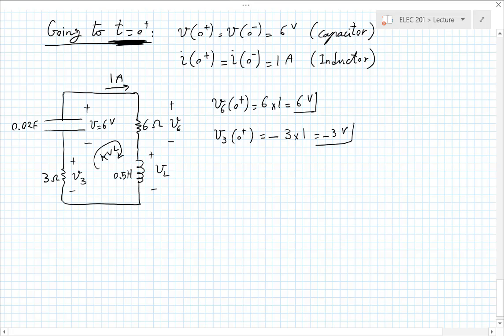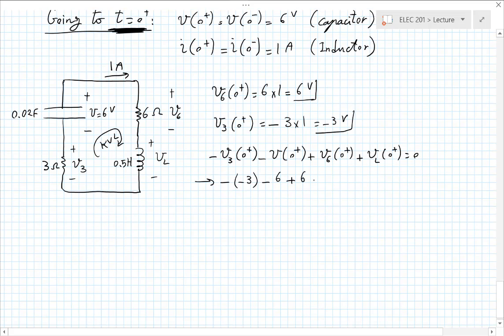So at 0 plus, I have minus V3 minus V plus V6 plus VL equals 0. So let's just plug those things in. Minus, now V3 itself happens to be minus 3. Minus V, which is 6, plus V6, which is 6, plus VL of 0 plus equals 0, which then means VL of 0 plus is simply minus 3 volts.